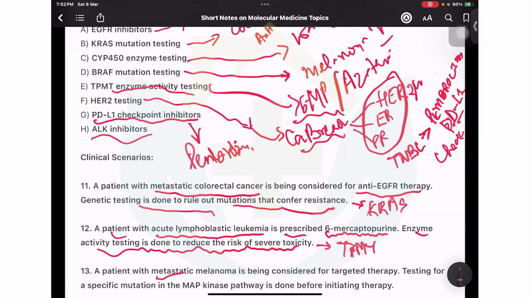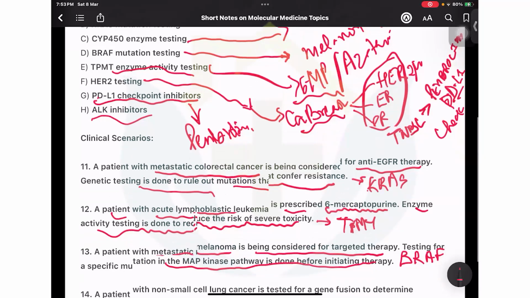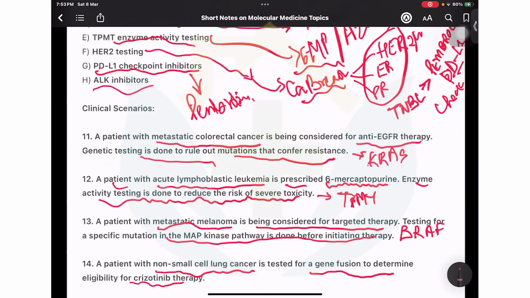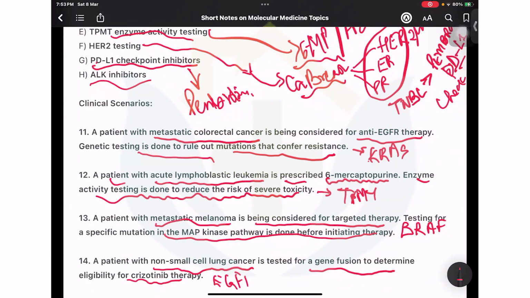A patient with metastatic melanoma is being considered for targeted therapy. Testing a specific mutation in the MAP kinase pathway is done before initiating therapy. BRAF mutation. Wonderful. And the drug name again, I don't know. It is something nib. A patient with non-small cell lung cancer is tested for gene fusion to determine eligibility for crizotinib. EGFR inhibitors? EGFR. Could be ALK also. We'll find out.